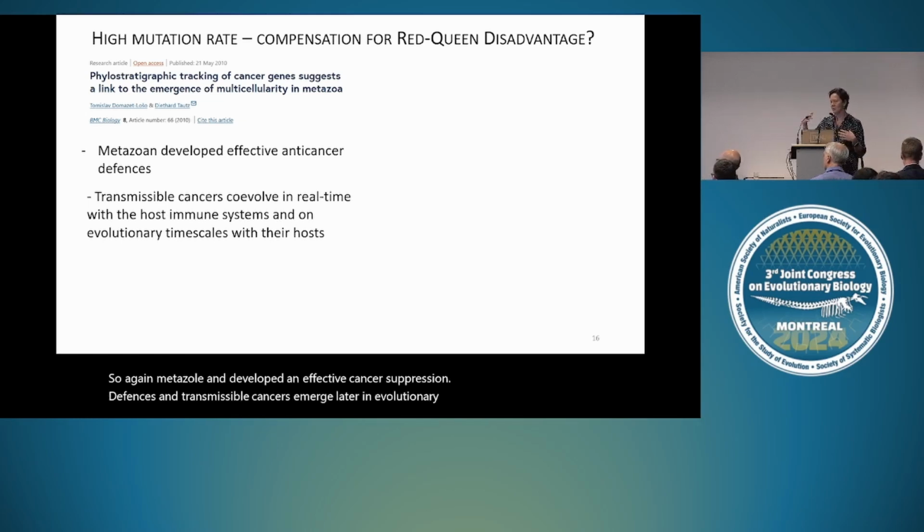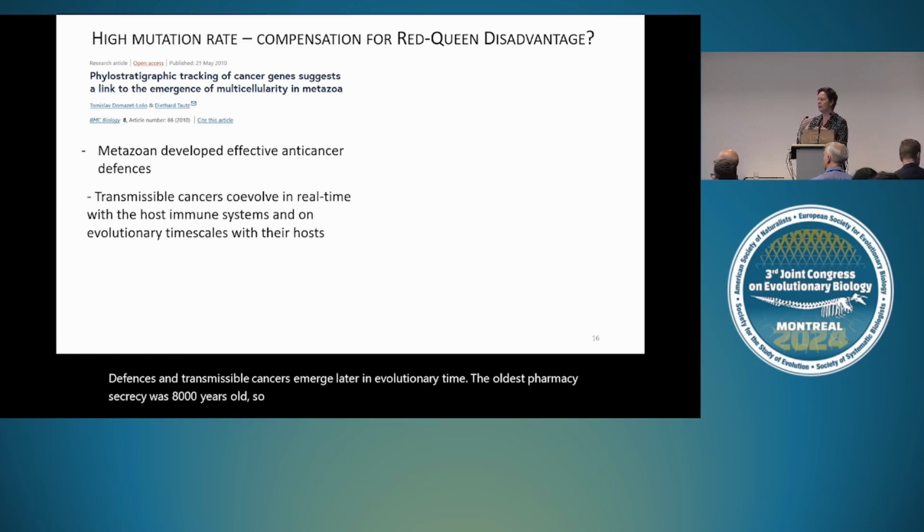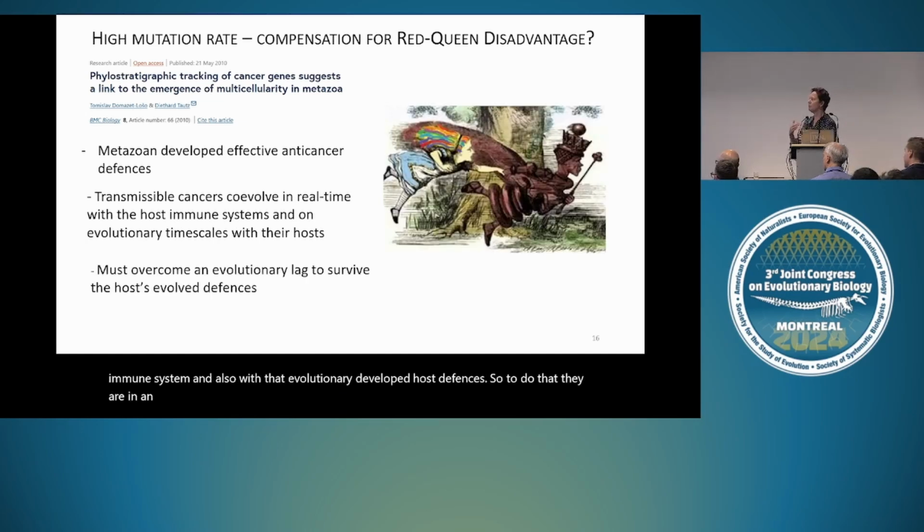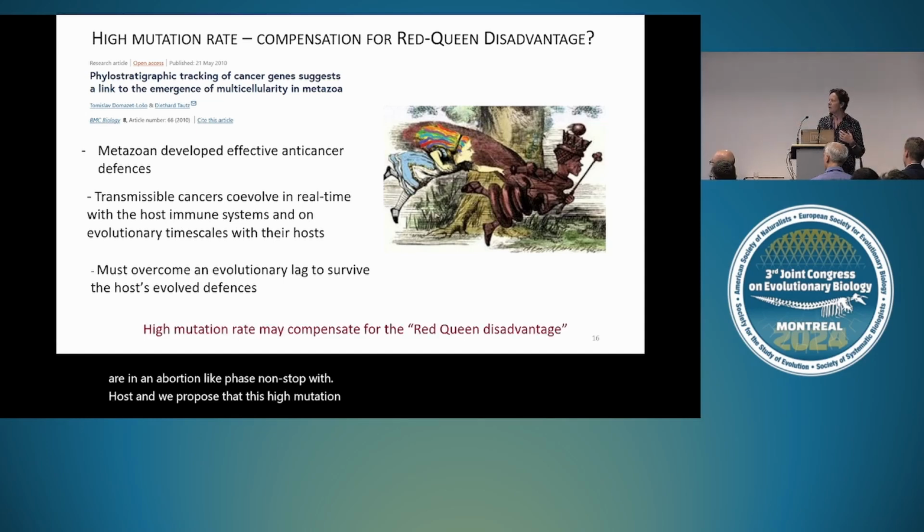The oldest one, as you could see, was 8,000 years old. So they actually have to combat and work in real time with the host immune system and also with those evolutionarily developed host defenses. To do that, they are in an evolutionary lag phase non-stop with the host, and we propose that this high mutation rate and mutator phenotype may be to overcome this Red Queen disadvantage.